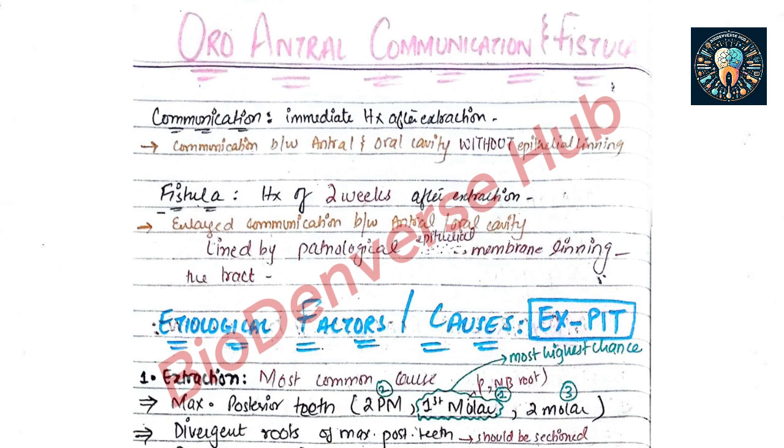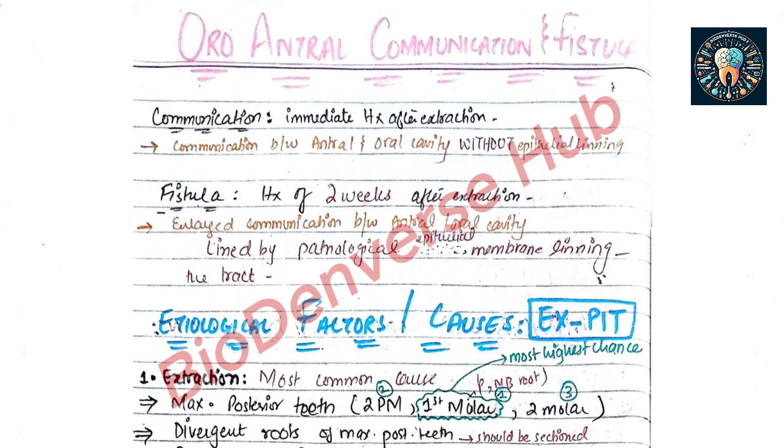So, first of all, let us study what is basically an oro-antral communication. It is basically the immediate history after the extraction: a communication between the antral and oral cavity but without the epithelial lining. So the patient will present immediately after the extraction and you will notice a communication that has been formed between the maxillary sinus and the oral cavity. But most importantly, it will be without the epithelial lining. So in that regard, it will be the oro-antral communication.